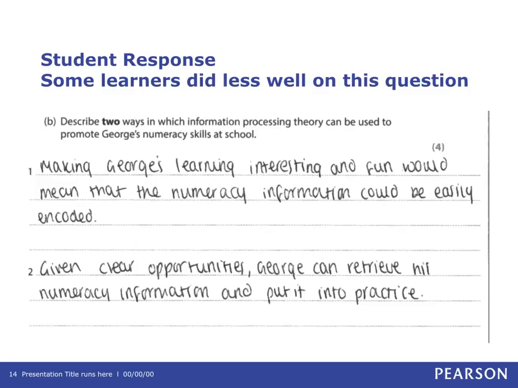Here is an example of a 2-mark response. In the first example, the learner has correctly identified an aspect of information processing theory, encoded, for 1 mark, but has not provided an example of how encoding can be achieved. In the second example, the learner has also identified an aspect of information processing, retrieve, but has provided no further example.